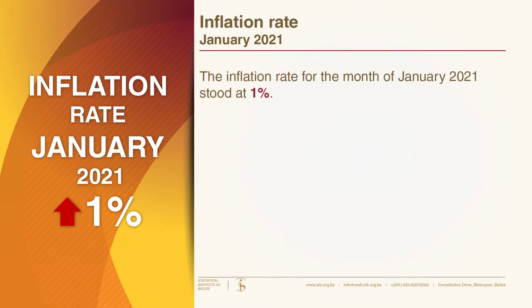With that in mind, the inflation rate for the month of January 2021 stood at 1%. This means that overall, the cost of regularly purchased goods and services increased by 1% in comparison to January of 2020.